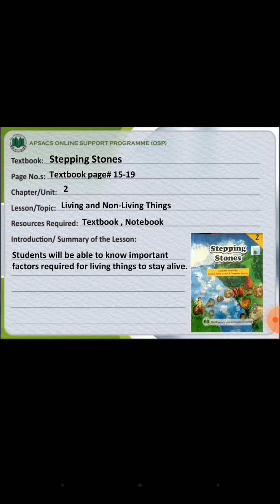Today we have integrated studies class for grade 2. The name of our textbook is Stepping Stones and we are going to revise chapter number 2, Living and Non-Living Things today. Resources required for today's lesson are textbook and notebook. Summary of the lesson is students will be able to know important factors required for living things to stay alive.